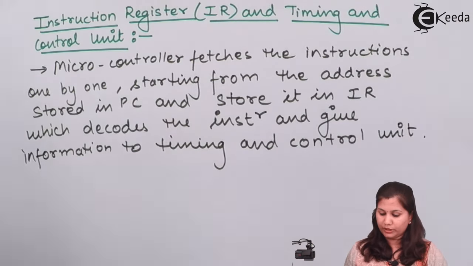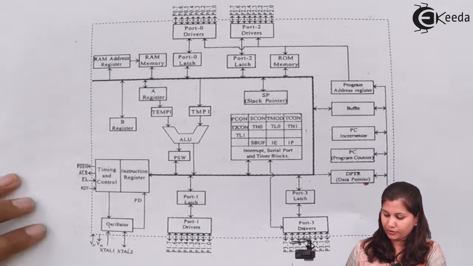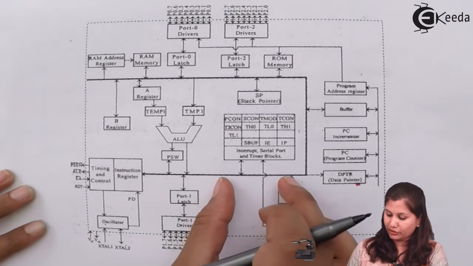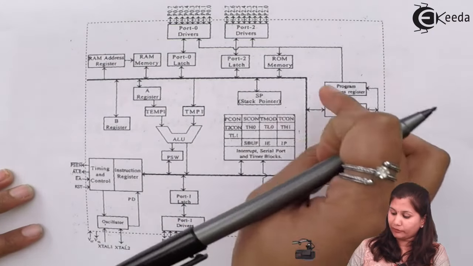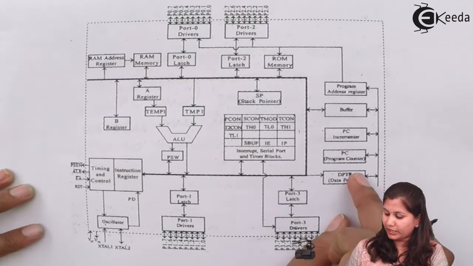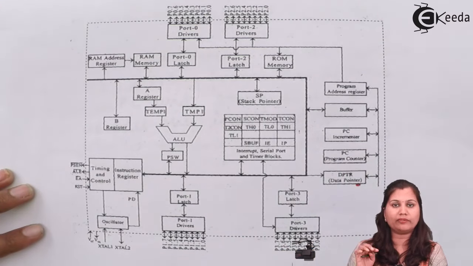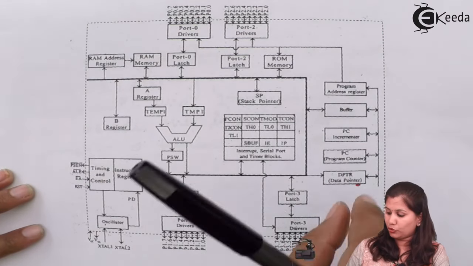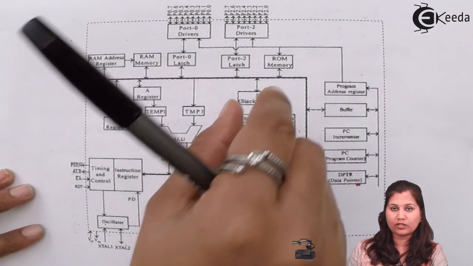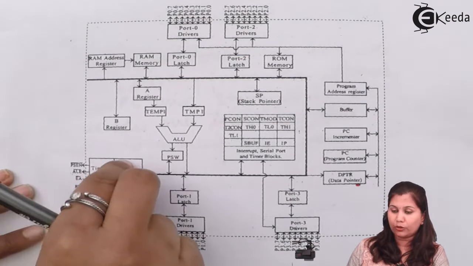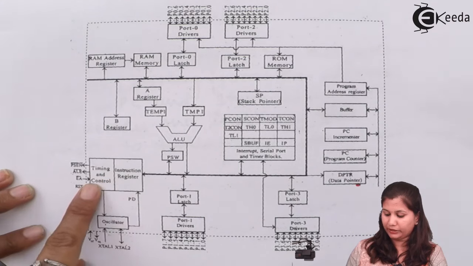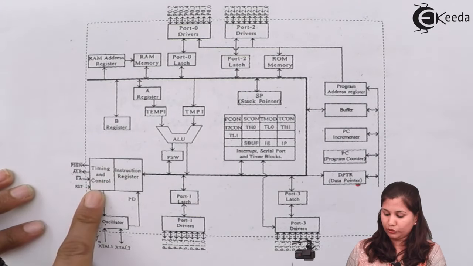So the microcontroller is going to fetch the instructions from the memory where they are written, and from that memory it will first get the address from the program counter where the instruction is written. So the address is there and the instruction is stored at that memory location. It is going to fetch it, decode it and provide it to the timing and control unit.